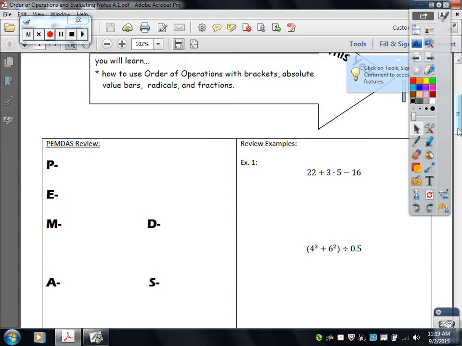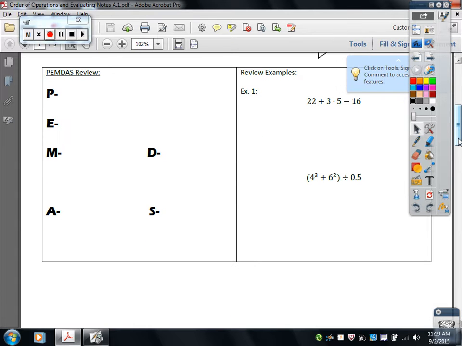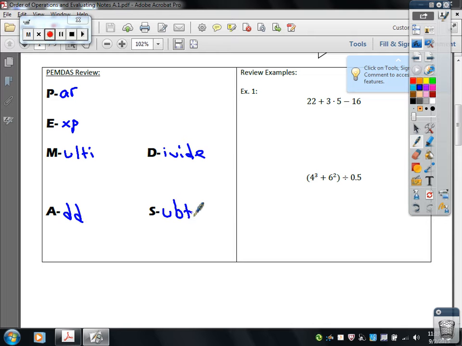Okay, so I want you all to fill in the PEMDAS here. I'm just going to abbreviate. So what does the P stand for? Yep. What does the E stand for? The M is multiplication, division. The A is addition. And the S is subtraction.